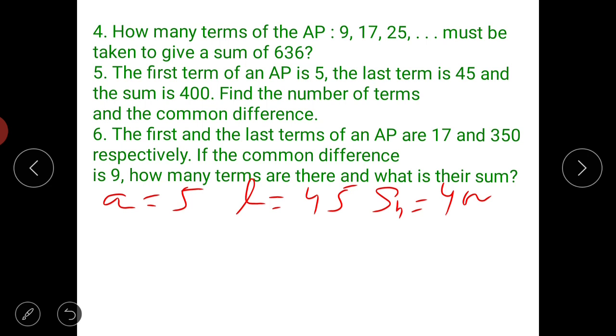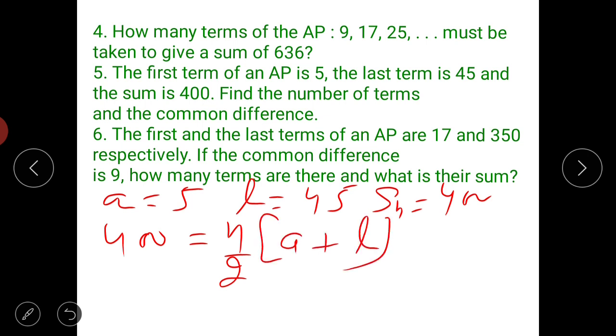So simple. The formula is that 400 is equal to n by 2 into a plus l. l means last term. Yes or no? Sn is 400. Put the values and find the value of n. Got it or not? Yes. Next question.